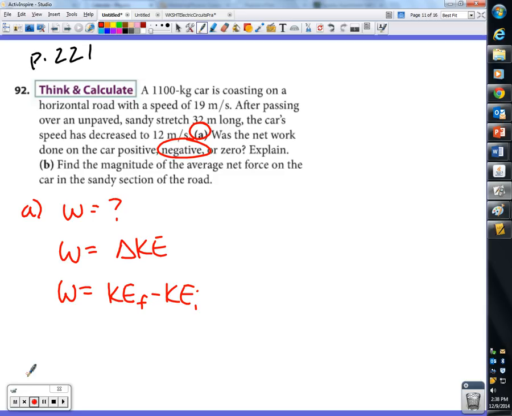So, using our work energy theorem, anytime we have an increase in kinetic energy, we're going to do positive work on an object. Anytime we have a decrease in kinetic energy, we're going to do negative work. Good there?